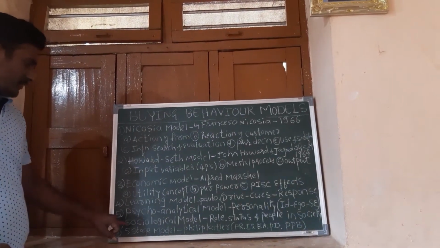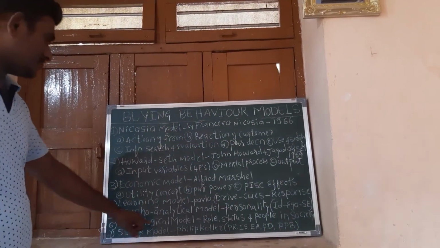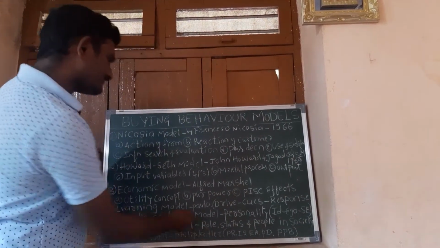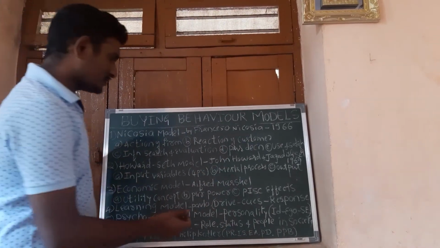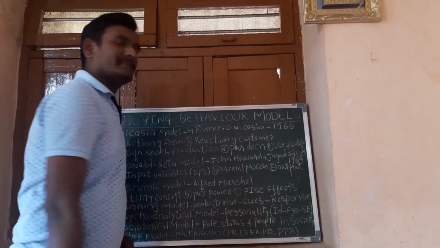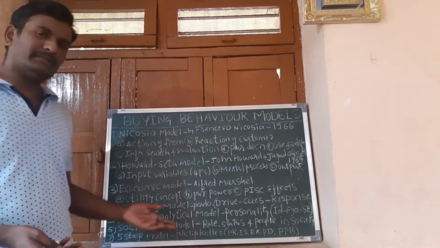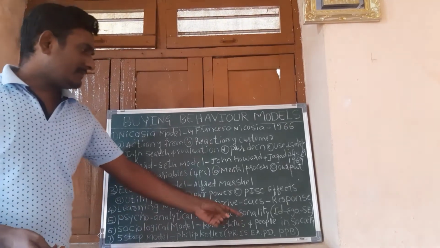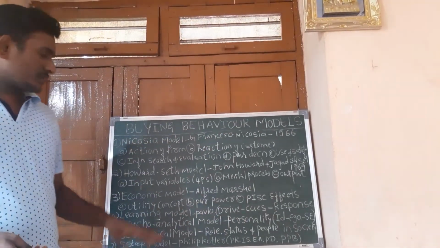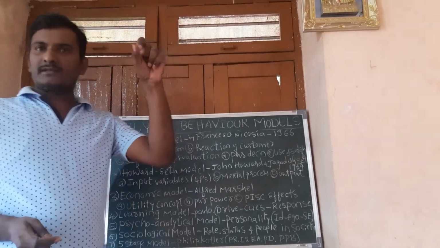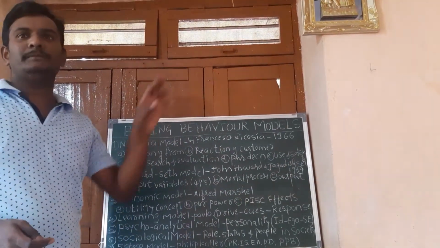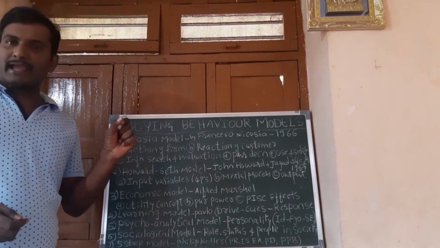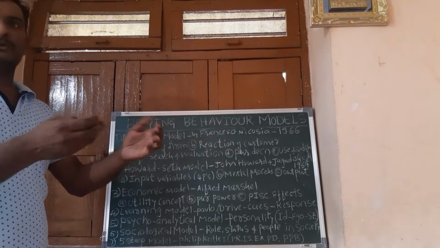And we have one more important model, that is the sociological model. Here in this sociological model, we have very important terms: the role, status, and people in the society. The buying behavior will depend upon the role or status of the person and the people in the society. I can give one example for this purpose. For example, in a bank there are two people, one is the manager and another is the employee, and both are going to purchase a particular product.